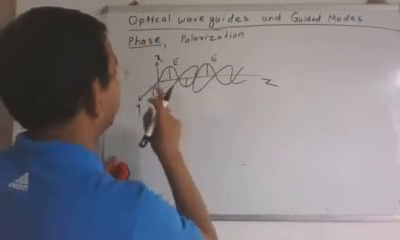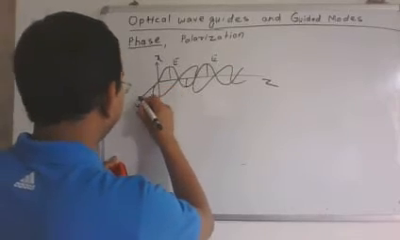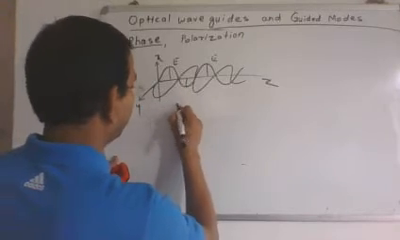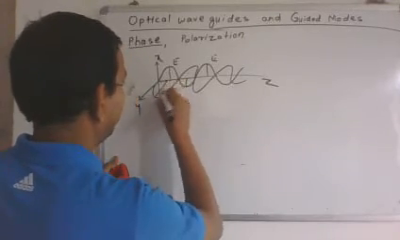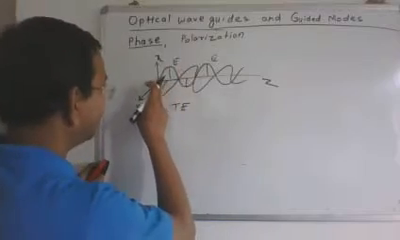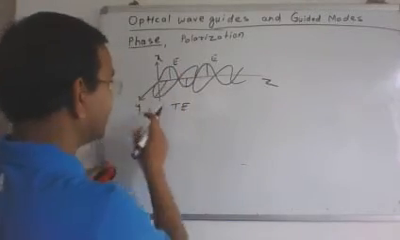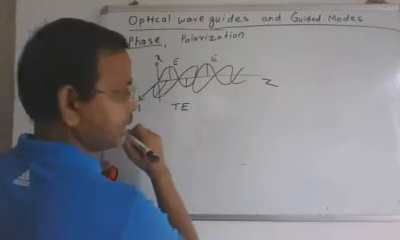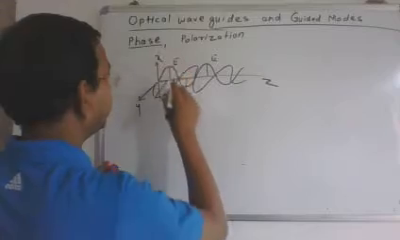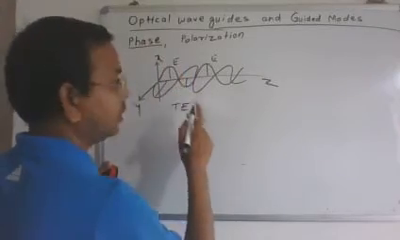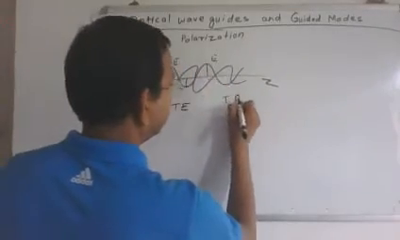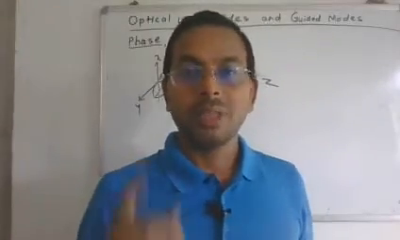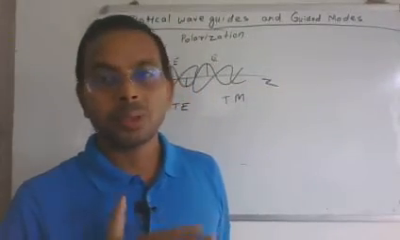Suppose we say this is parallel to the waveguide, this axis, and this is called TE, transverse electric. If electric field magnitude fluctuates in y direction and y is parallel to the waveguide, then the polarization is called transverse electric polarization. And when this x direction is perpendicular to the waveguide, then it is called TM polarization, transverse magnetic polarization. So there are two types of polarization, both perpendicular to the direction of propagation.